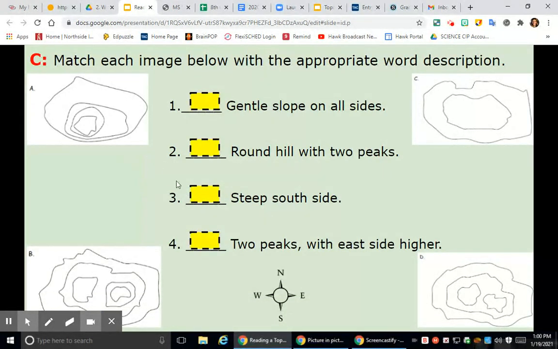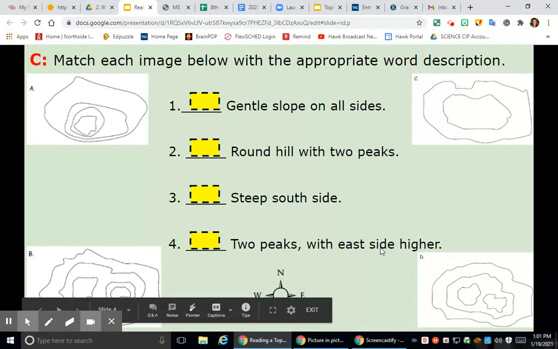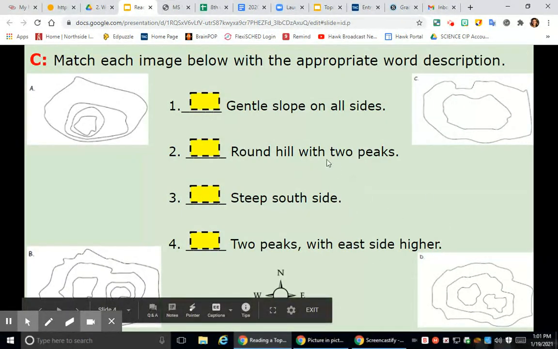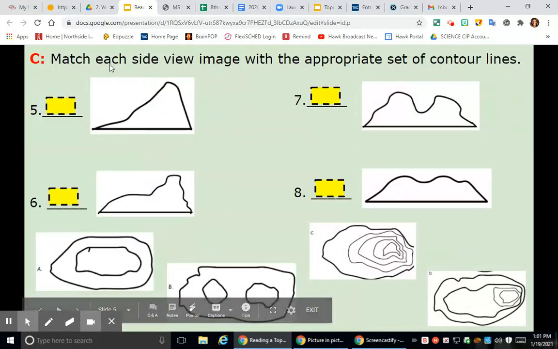Steep south side. That would definitely be A. Right? I see a steep slope because my contour lines are close together here. 2 peaks with east side higher. Okay, so this would be our east side. It looks like this would be 2 peaks with east side higher. This east side would be higher up because it's a smaller contour that's closed at the tippy top. So 4 we can say is B. Number 3 we can say is A. So number 2 could be D. And then a gentle slope on all sides could be C.